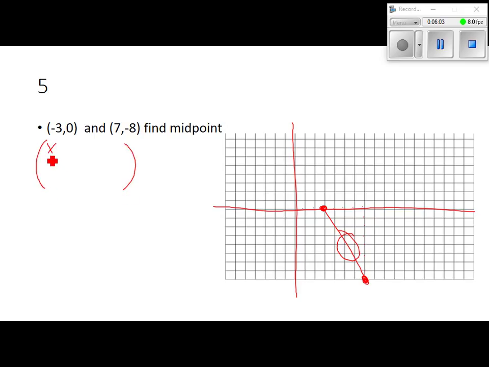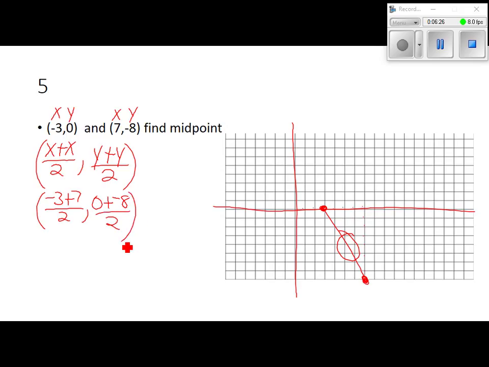Midpoint formula again, you add the x's together, divide by 2, add the y's together, divide by 2. This is an x, that's a y, that's an x, that's a y. So we stick them in there. Our x is -3 plus 7. Our y is 0 and a -8.